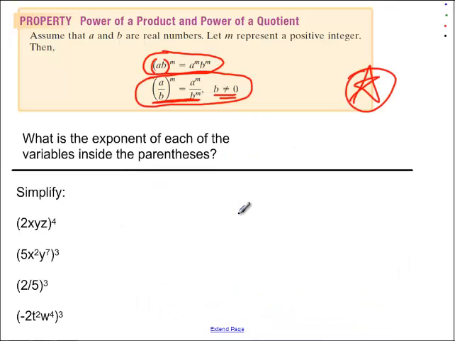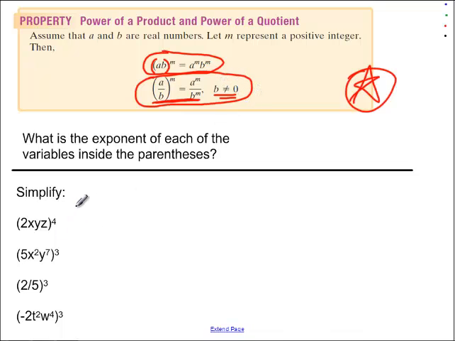And here are the other two rules that we learned. a times b, all in parentheses, to the mth power. The product is a times b. So the power of a product rule says that a times b to the mth power is a to the mth power, b to the mth power. Same thing holds true for quotients. a divided by b to the mth power is a to the mth power divided by b to the mth power. And by the way, b cannot be equal to 0.